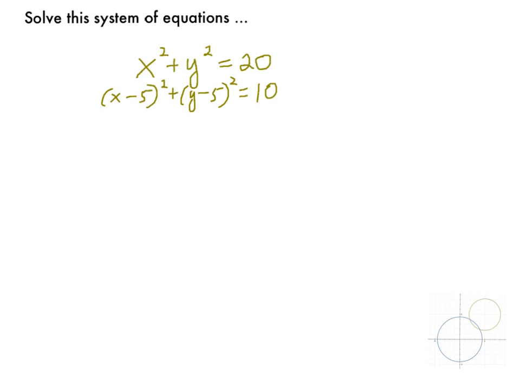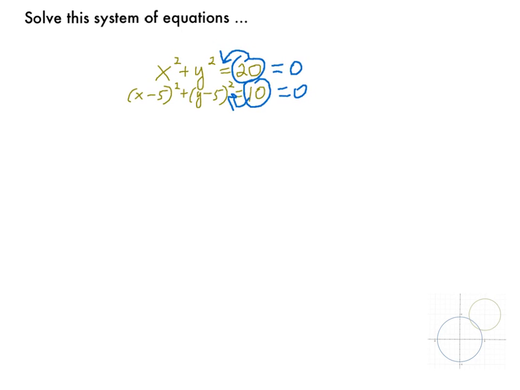So what if we were to do this? This is always an option. What if we were to take this 20 and move it over, and take this 10 and move it over, and then that would be equal to 0. Excuse me, and that would be equal to 0. Then we can set them equal to each other. Let's do that. All right, so if we did that, let me move this over here.